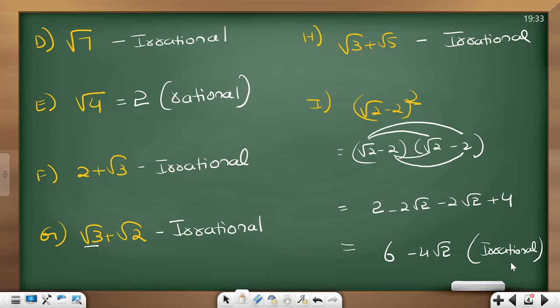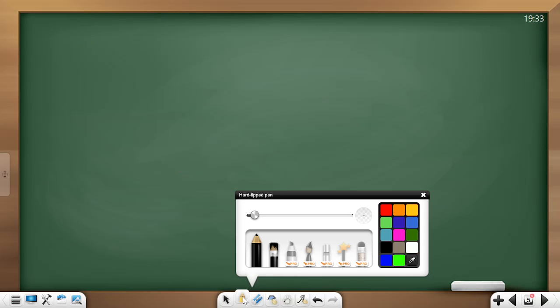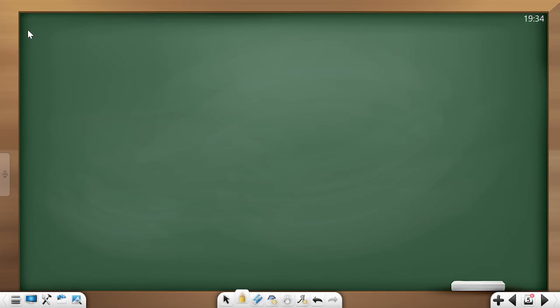Okay. Now I am going for a different type of question. So identify, the question is identify the given below as rational or irrational.